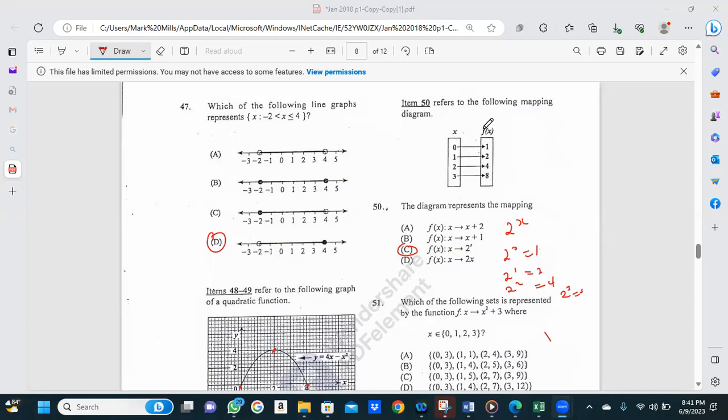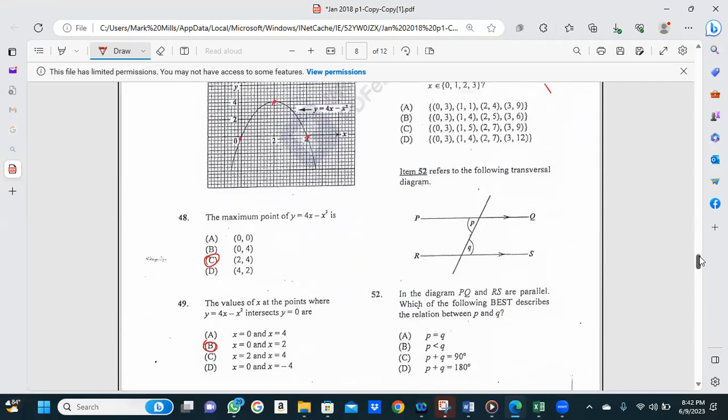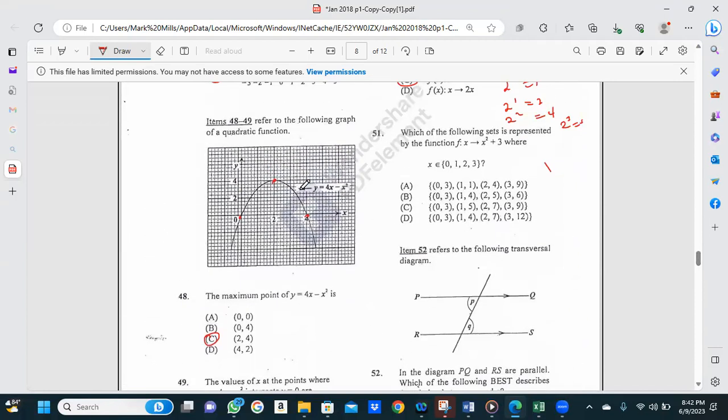Okay, let's go. Somebody asked me to check back item 49. Where's item 49? Okay, let's go to item 49. They say the values of x for which, look at it, the points where y is equal to 0. Y equal to 0 is the same as where it intersects the x-axis. Where does this curve intersect the x-axis? It's right here. Look at it. Right at this point here.